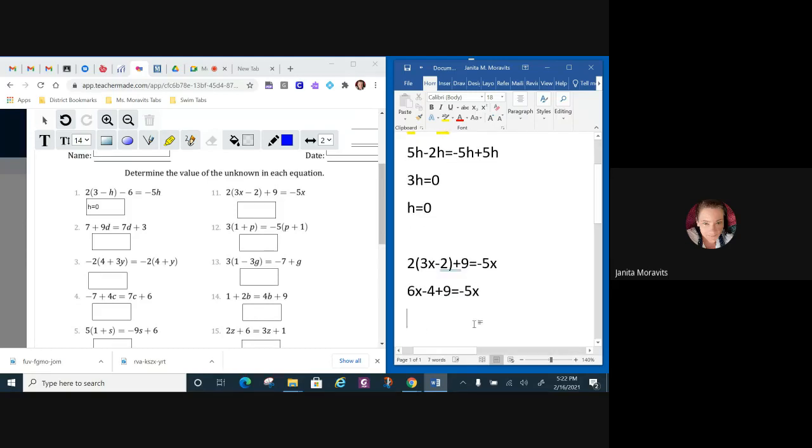All right. If you combine negative 4 and positive 9, you're going to get a 5. So we're going to have 6x, and it's a positive 9 minus 4, so it's going to be a positive 5 plus 5 equals negative 5x.